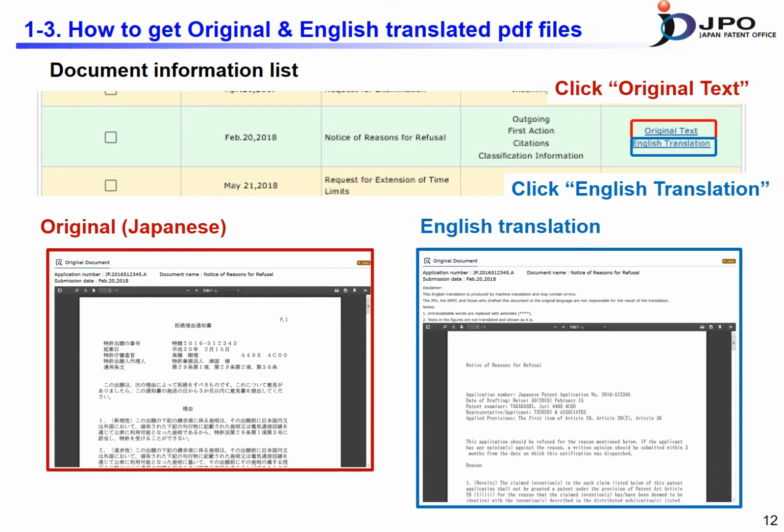If you'd like to download a single document, please click on the original button for the Japanese version or the English translation button, which is in the right column of the list.